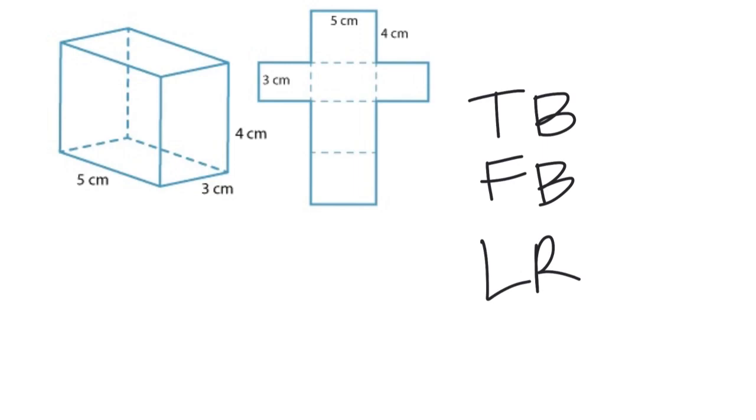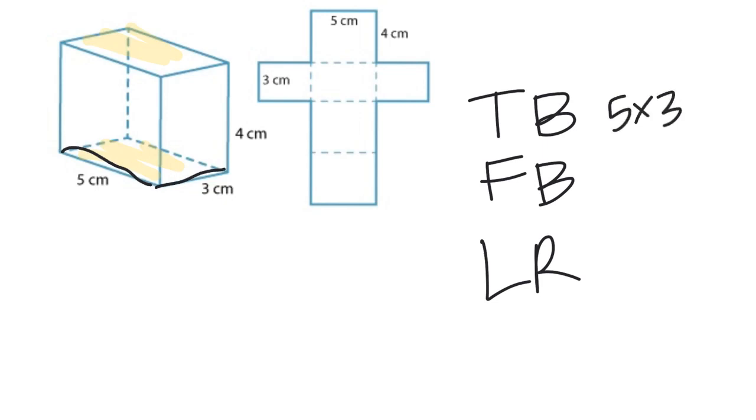So first, let's identify the top and the bottom. So the top is here, the bottom is here. When I look at those measures, I see 5 by 3. So the top and the bottom have an area of 5 by 3.